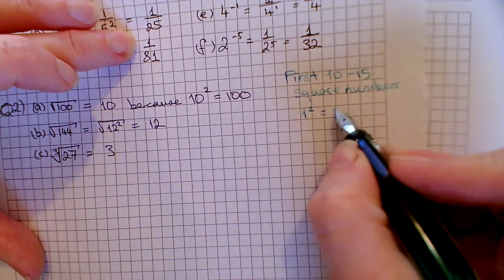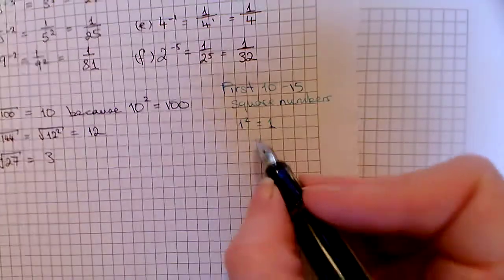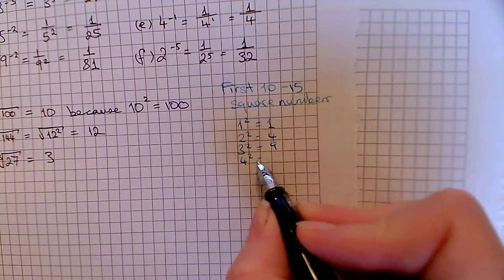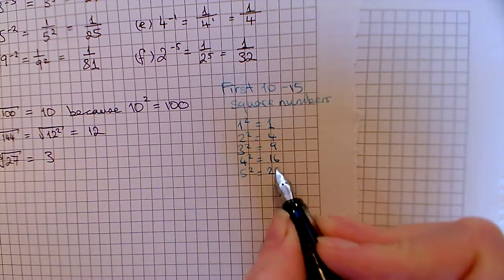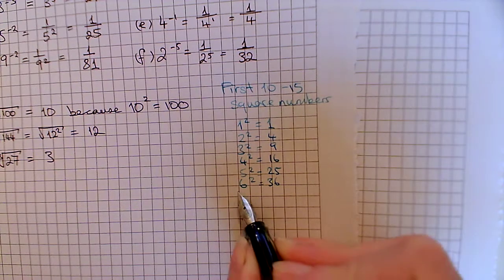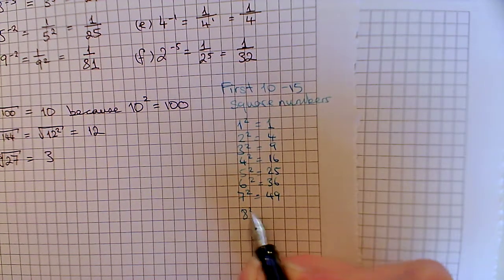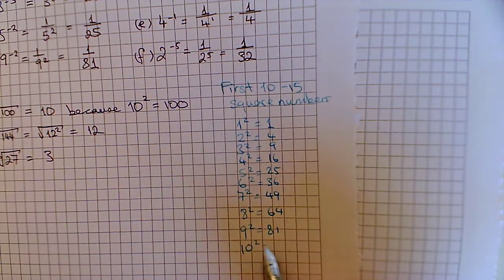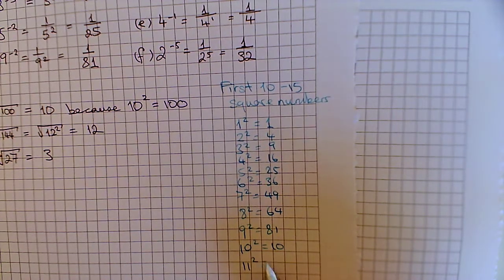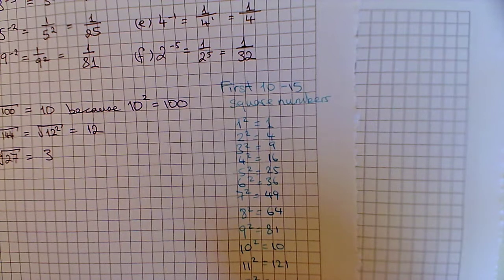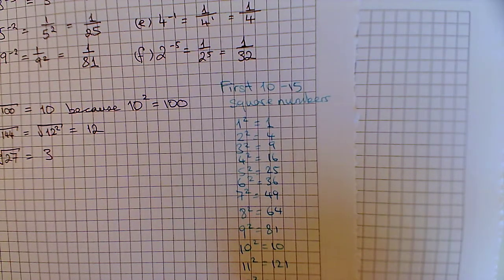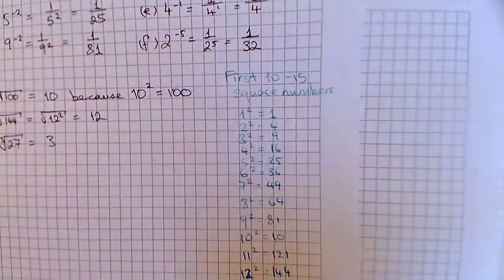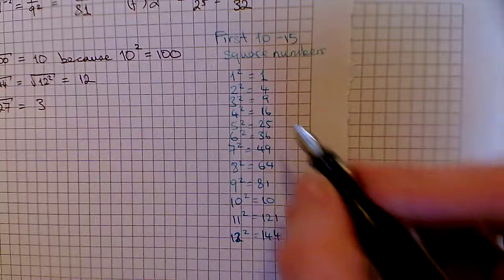So you should know that 1 squared is 1, 2 squared is 4, 3 squared is 9, 4 squared is 16, 5 squared is 25, 6 squared is 36, 7 squared is 49, 8 squared is 64, 9 squared is 81. We all know the 12s anyway. 10 squared is 100, 11 squared is 121, 12 squared is 144, etc. So if you know the first 12, you know them from your times tables. You should know them anyway.